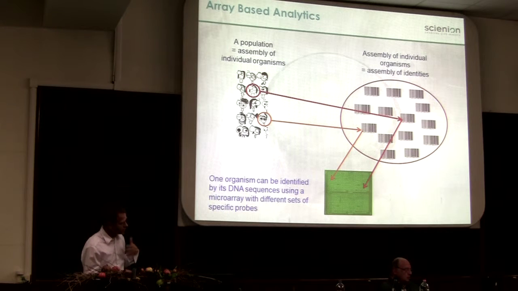In this way, you can investigate a population of different organisms, and if you have this population, that means you also have an assembly of different identities. Based on the DNA identities, you can create for each species a specific set of probes, and by using such an array, you can then identify the species that are in your environmental sample.